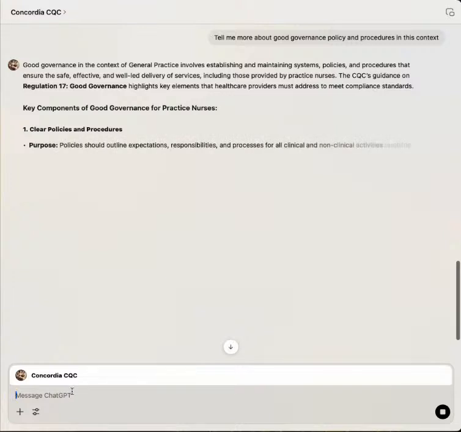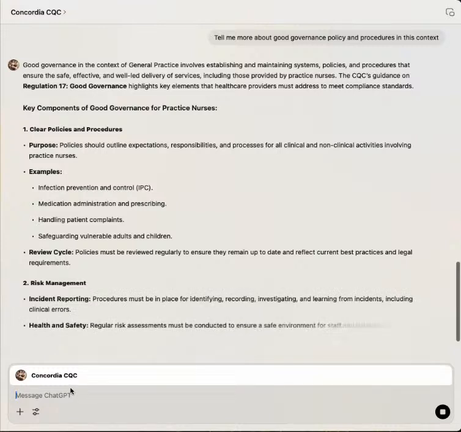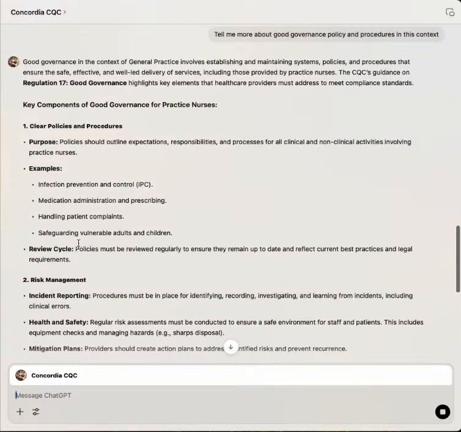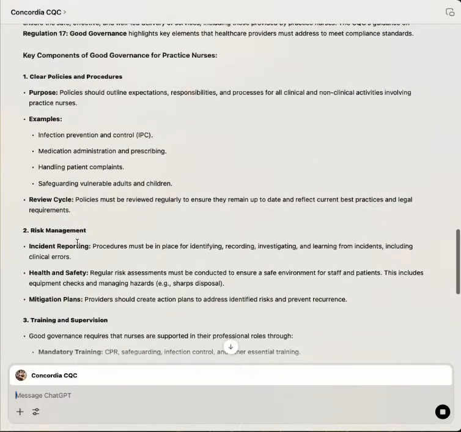Okay, great. So we're already getting some direct links into which regulations. Now we've got clear policies and procedures. So purpose, policies should outline. That's really nice because it's telling you that difference about policies. And we've got some examples. So we're starting to get some of the policies that the CQC might expect us to have in place.